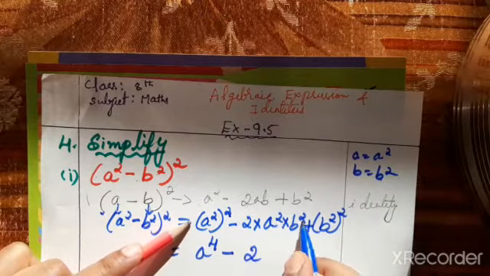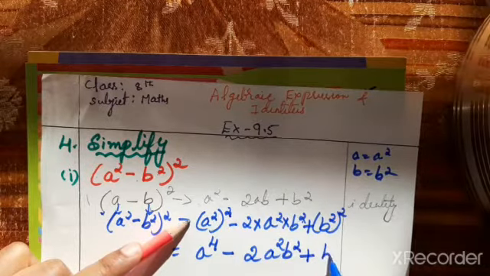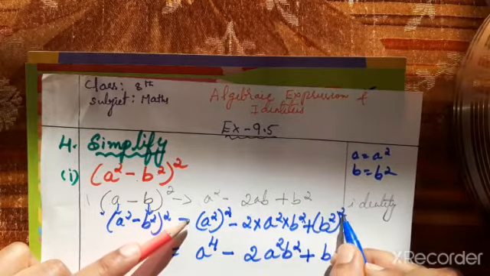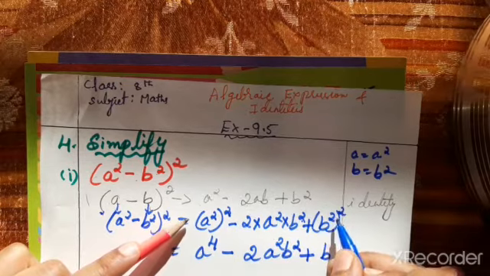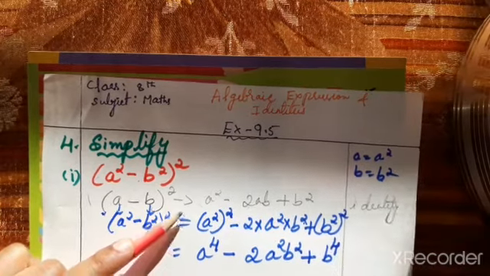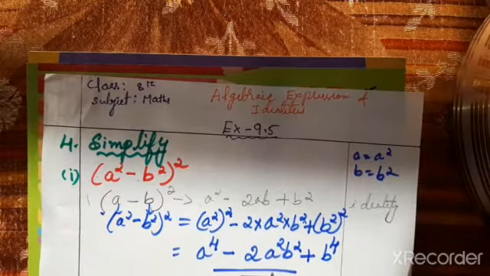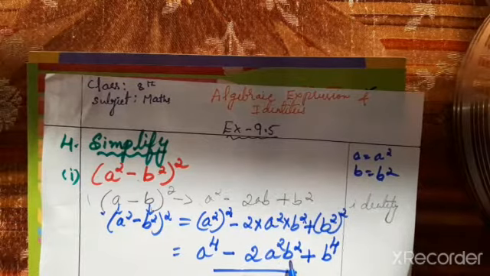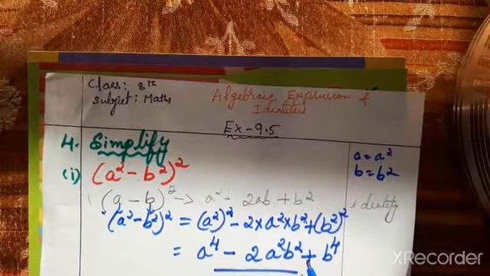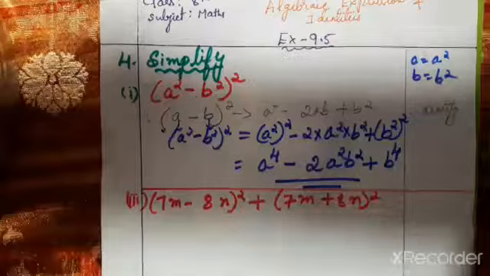A square into b square is a²b², plus (b²) whole square, which means add the exponents: 2 plus 2 is 4. The answer is a⁴ − 2a²b² + b⁴.